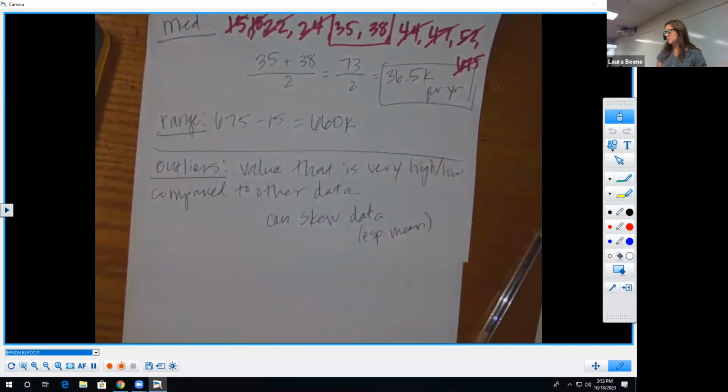Okay, so that's where we're going to stop with central tendency. In your next video, we're going to talk about box plots and stem and leaf plots.